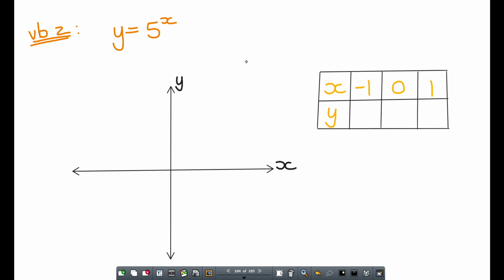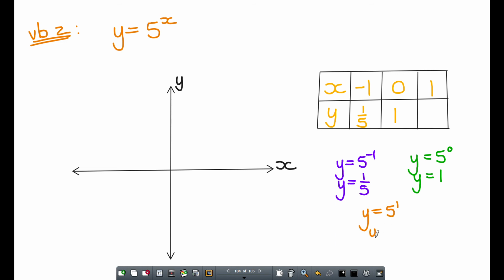Okay, hieronder gaan ek gou vir jou wys. As x minus 1 is, then I'm going to have y is equal to 5 to the power of minus 1, meaning y will be a fifth. Daar is hy. Okay. If x is 0, then I'm going to have y is equal to 5 to the power of 0, and that will always be 1. Dan as x 1 is, y is gelyk aan 5 tot die mag 1. In other words, y will be 5.